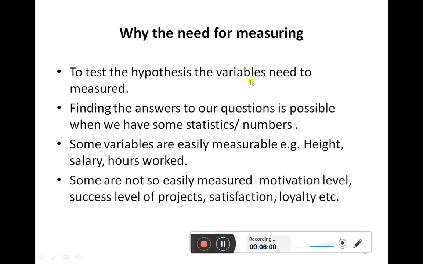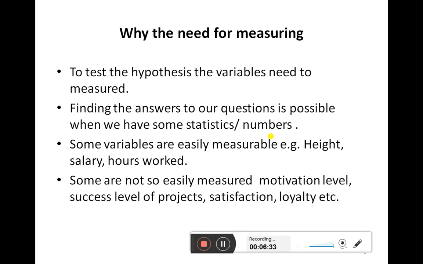So the first need is that we want to test a hypothesis, and a hypothesis clearly contains the relationship of variables, therefore we need to measure the variables. Second, finding the answers to our questions is possible when we have some statistics or numbers. For example, when we want to quantify a variable, we need to measure the variable again.